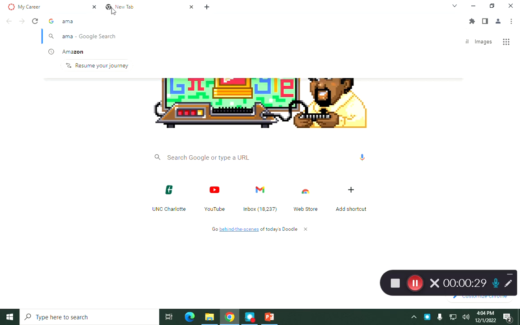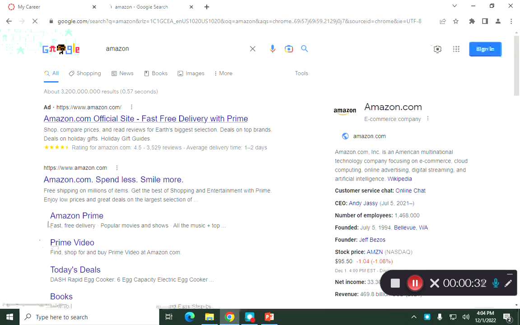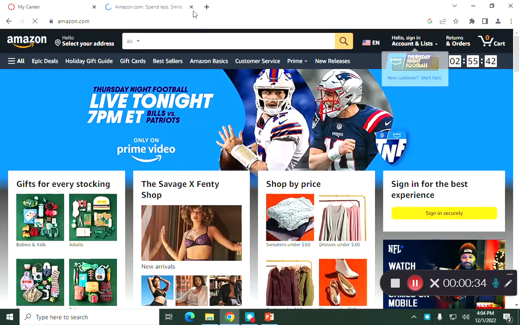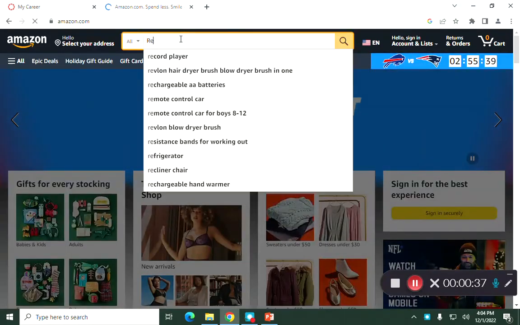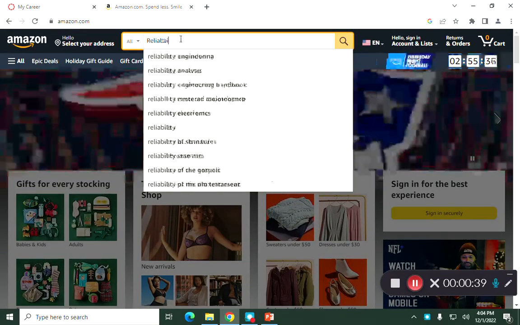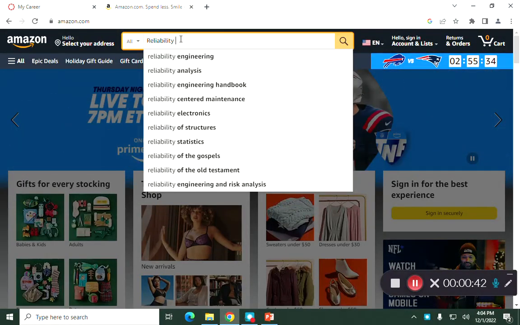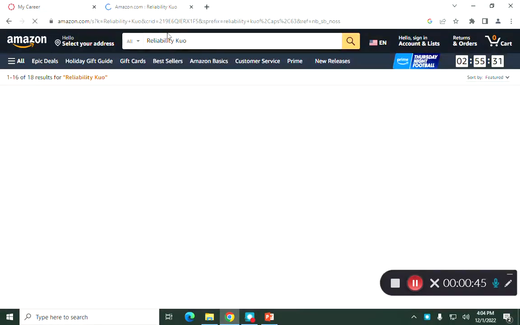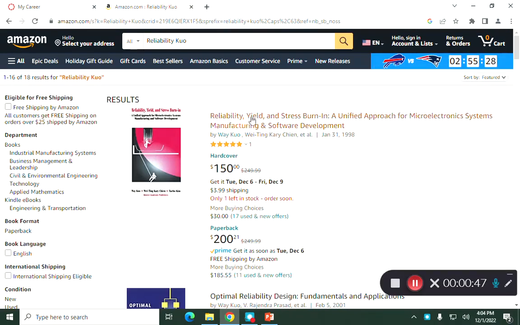Let me see. Reliability. Kuo. Okay, and this book talks about all kinds of reliability for systems, including some so-called stress burn-in systems. It means that, kind of like the CVaR concept, I'm not going to push it out until I reach a certain level or how much is left.